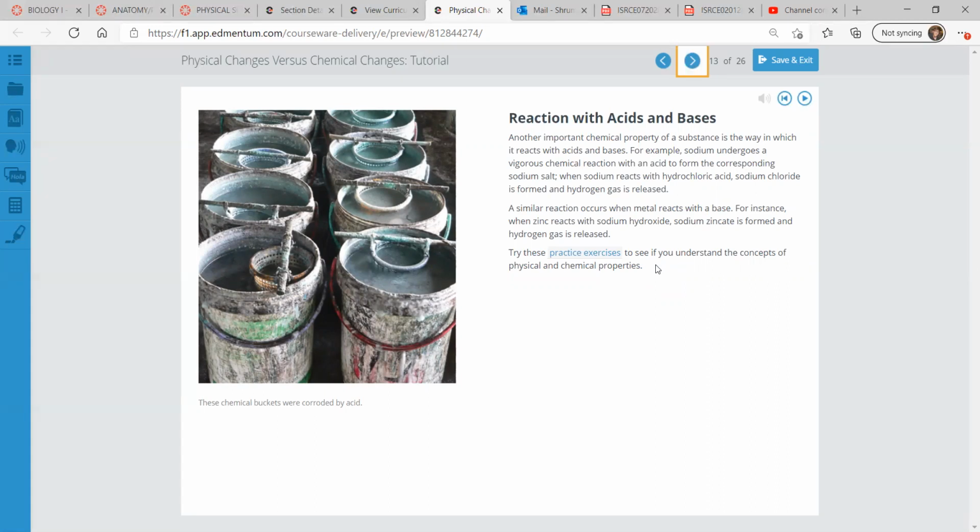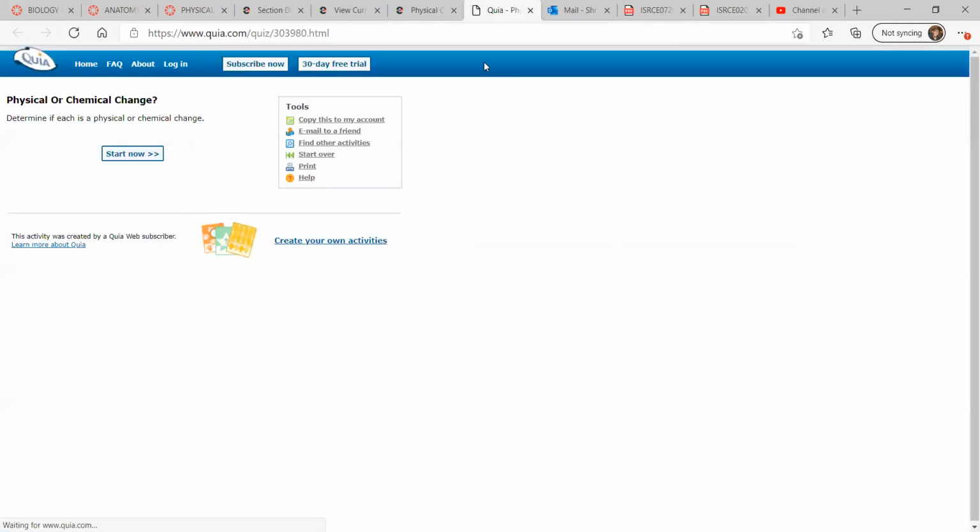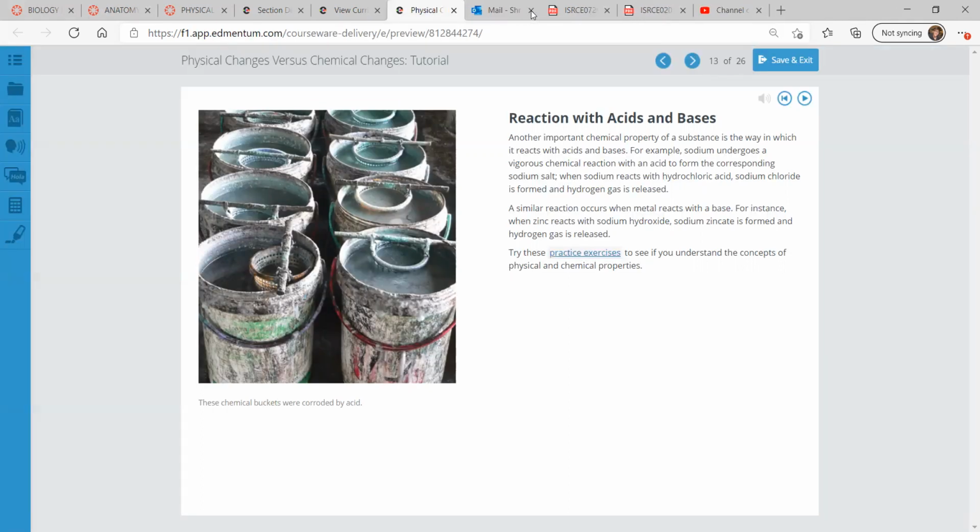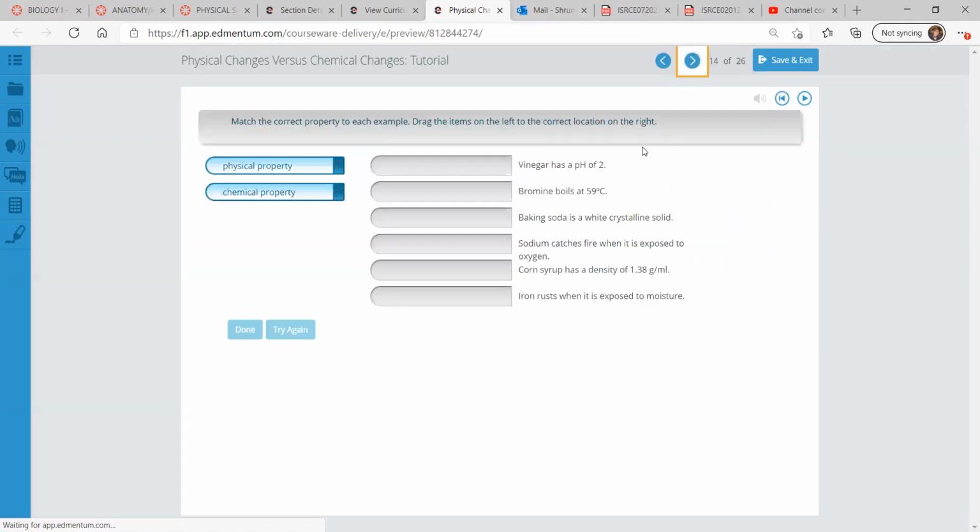Try these practice exercises to see if you understand the concepts of physical and chemical properties. You can do that on your own. I'll do these matching questions for you. All right, so we're going to match the correct property to each example.